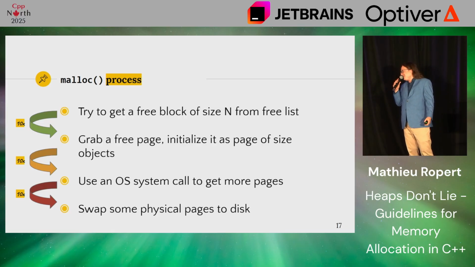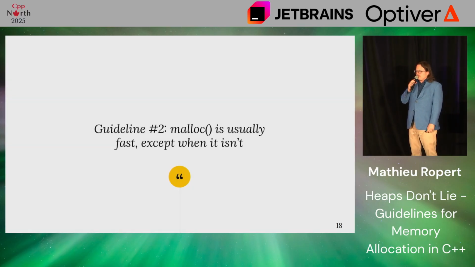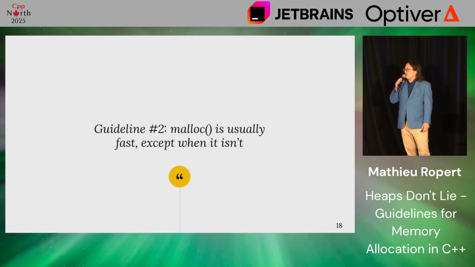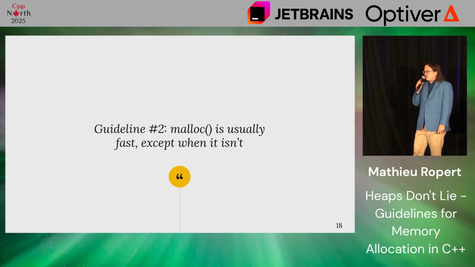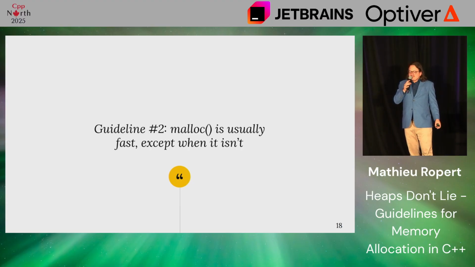You can try to overallocate or things like that, but you can't really guarantee that it's going to happen. And so I guess guideline number 2: malloc is really fast, except when it isn't. And the problem is you can't tell when it isn't. It may or may not happen. There are tweaks you can do, but mostly it's unpredictable.